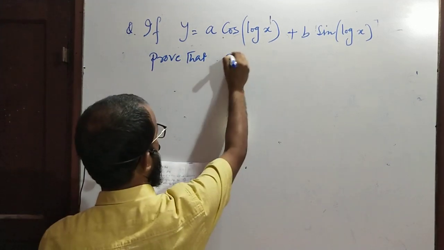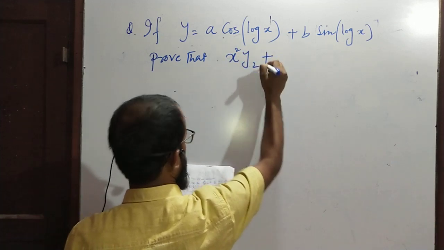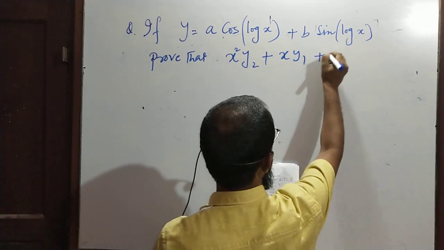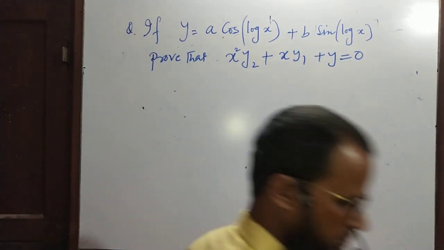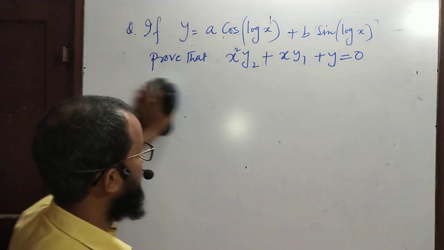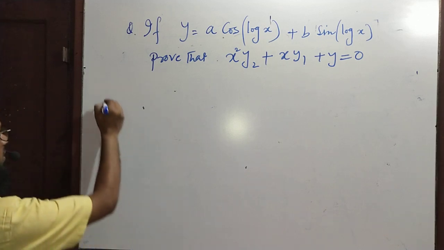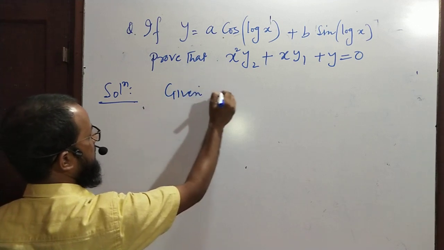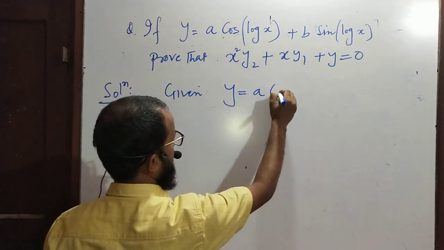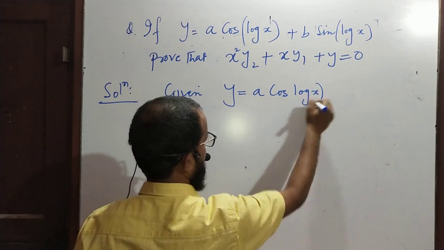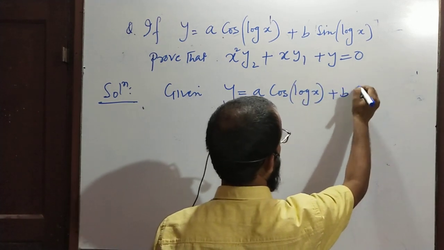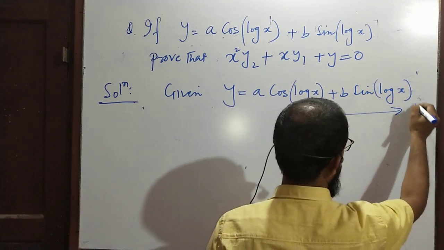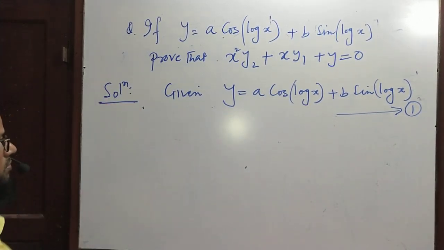prove that x square into y2 plus x into y1 plus y equal to 0. This is the need of the problem. You have to prove this. So you have to start with your given relation. The given is y equal to a into cos log x plus b into sin log x. So this is your given, numbering it relation number one, okay? Now differentiating with respect to x.